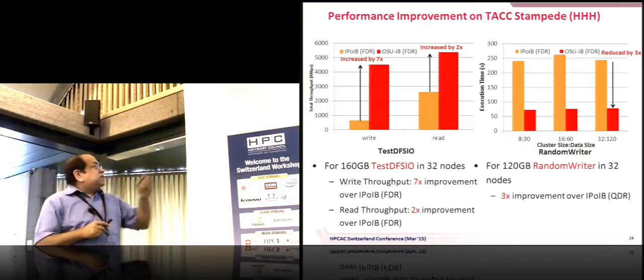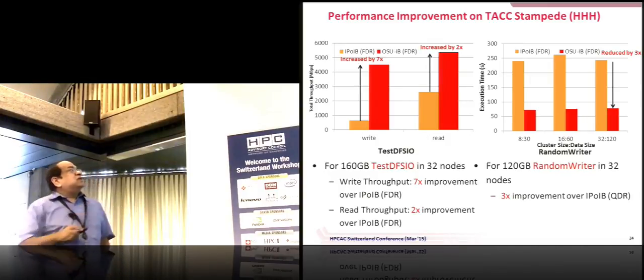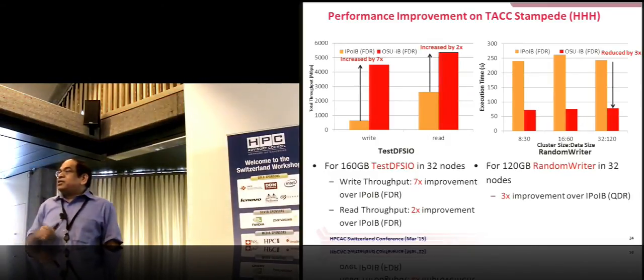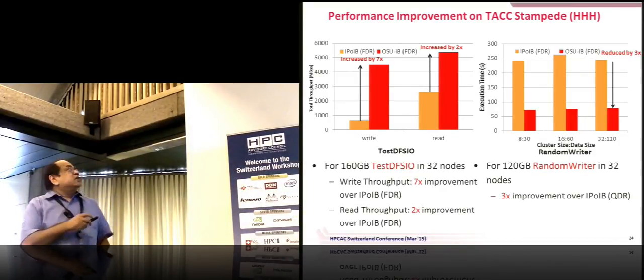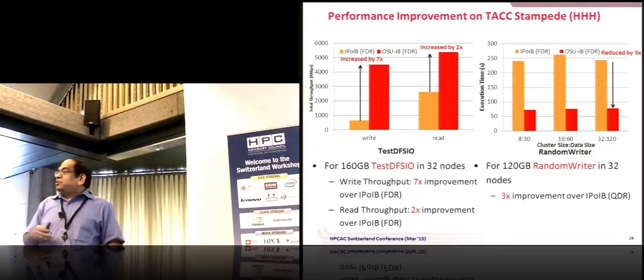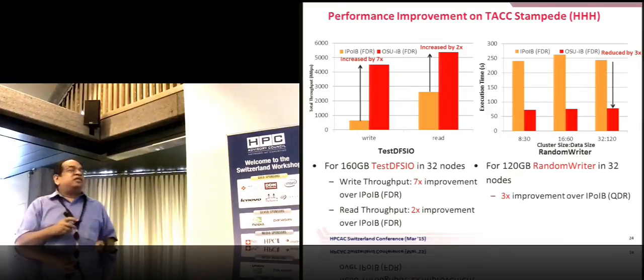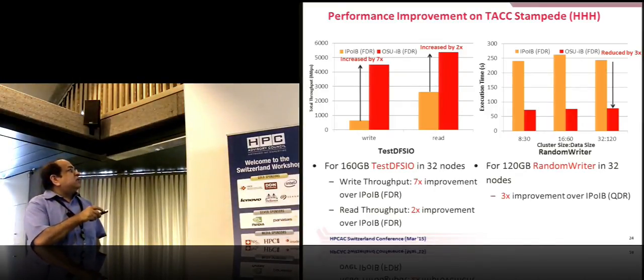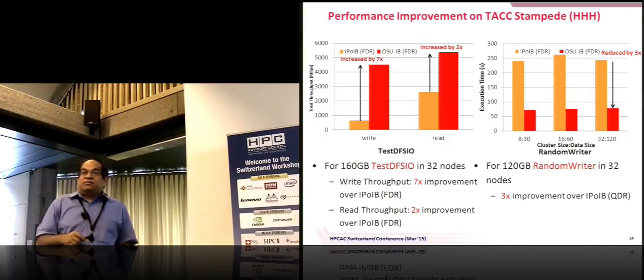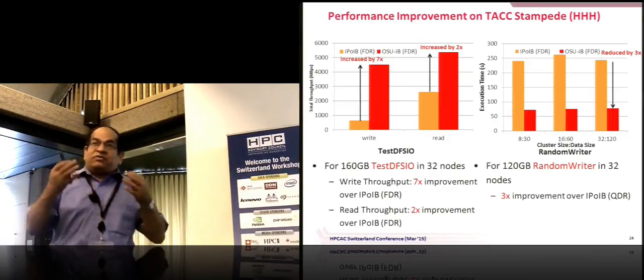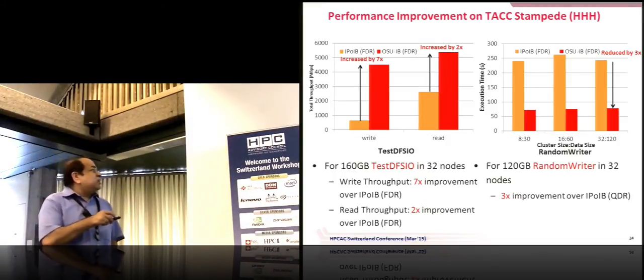Okay. So let's take a look at some of the numbers. This is the default mode. This number has been taken on TACC Stampede. I introduced that system yesterday. That's the largest InfiniBand cluster at the Texas Advanced Computing Center. This is InfiniBand FDR. What we are trying to show, this is a benchmark commonly used to test DFS IO, for evaluating HDFS performance. That is a standard benchmark. In this case, for 160 gigabytes of TestDFSIO on 32 nodes, we can improve the write throughput by a factor of 7. So it's not a few percentage; it is by a factor of 7 we are able to push compared to IP over IP.